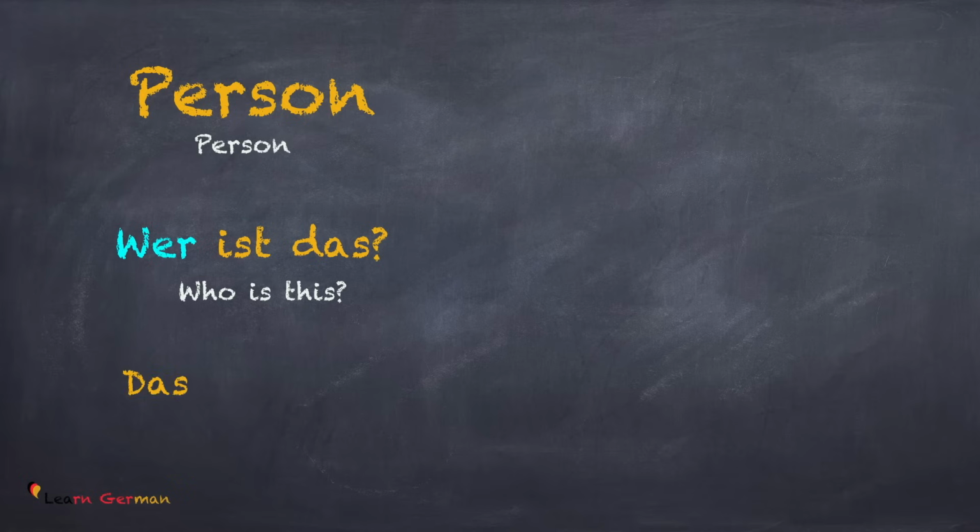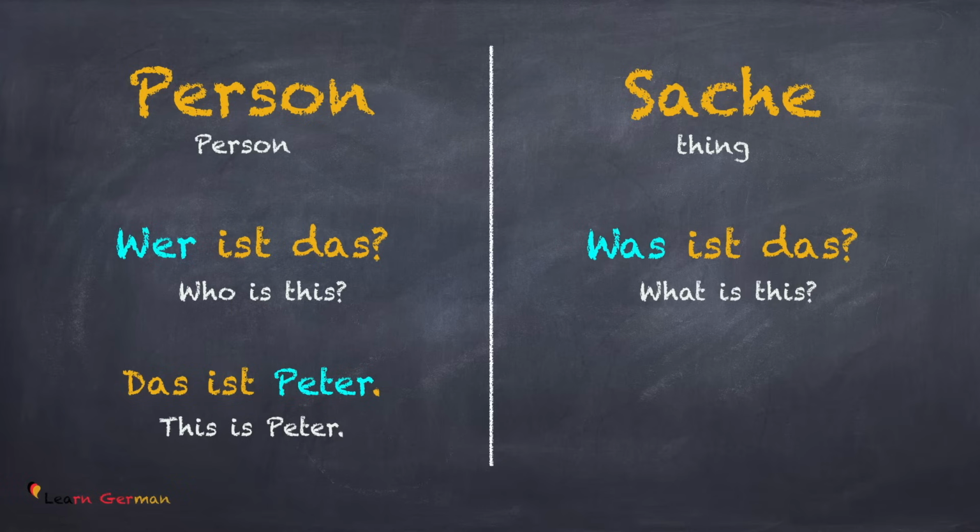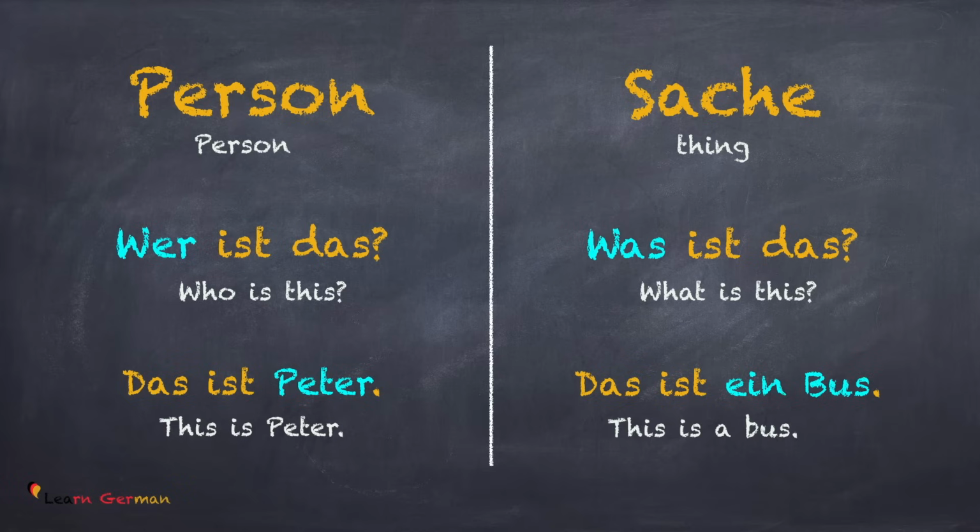Wer ist das? Das ist Peter. In the case of a person, your question is formulated with wer. You can see the answer, it's with Peter. Let's look at the other one. Sache. Was ist das? Das ist ein Bus. Whenever you're talking about a thing, your question will be with was. Basically, the questions wer and was help you in identifying the nominative.